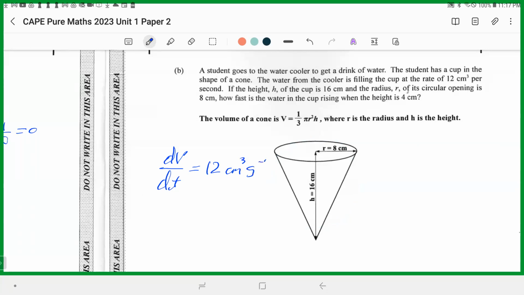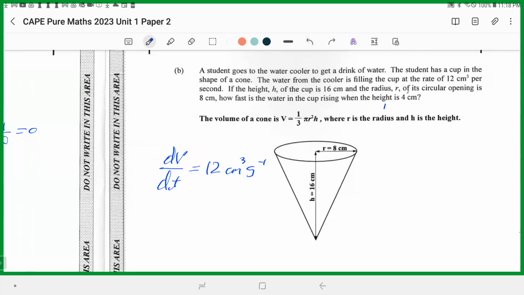S to the minus 1, right? It's a constant rate of flow. It says if the height h of the cup is 16 centimeters and the radius r of the circular opening is 8, how fast is the water in the cup rising when h equals 4, when the height is 4?